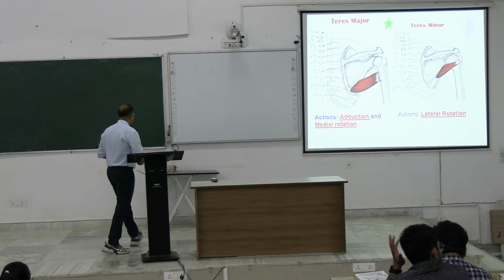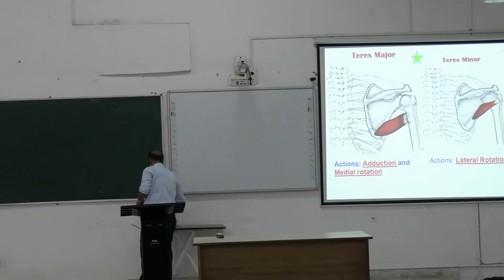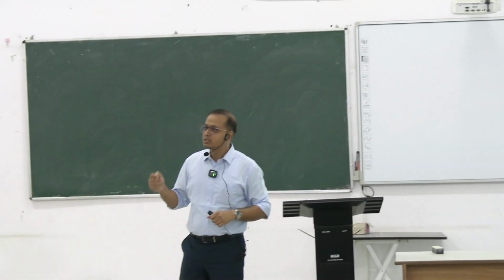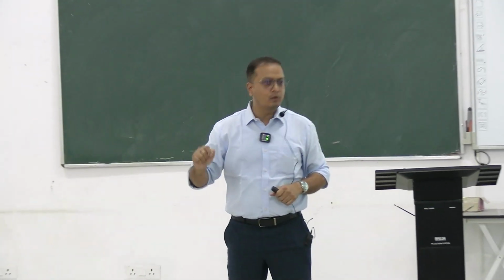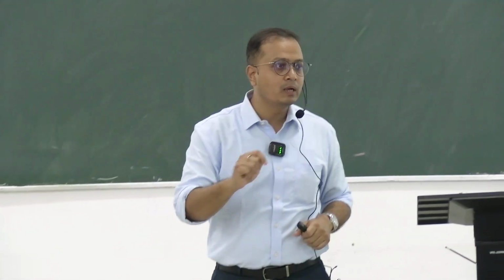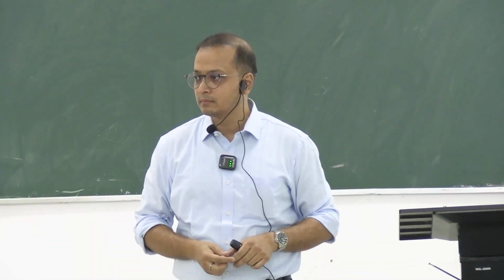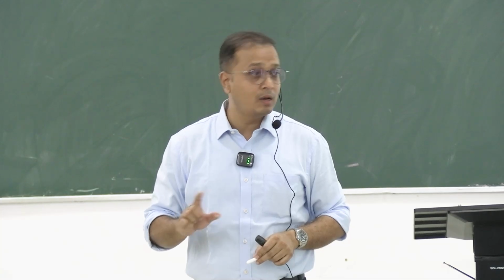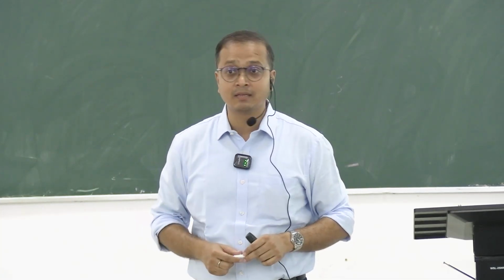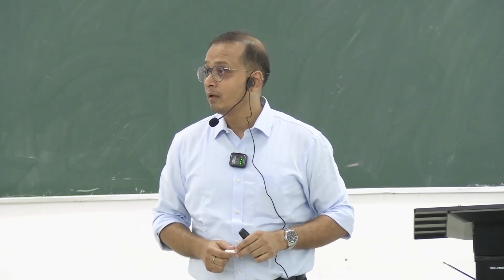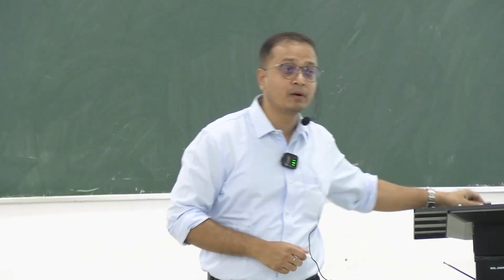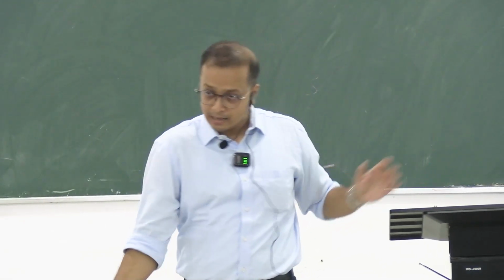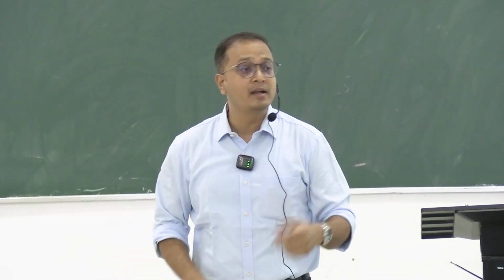Now, how can we solve this puzzle, that one muscle is doing medial rotation and the other muscle is doing lateral rotation? Though they come from more or less the same spot and end on more or less the same region, how can we decode this puzzle? How can we decode this problem?